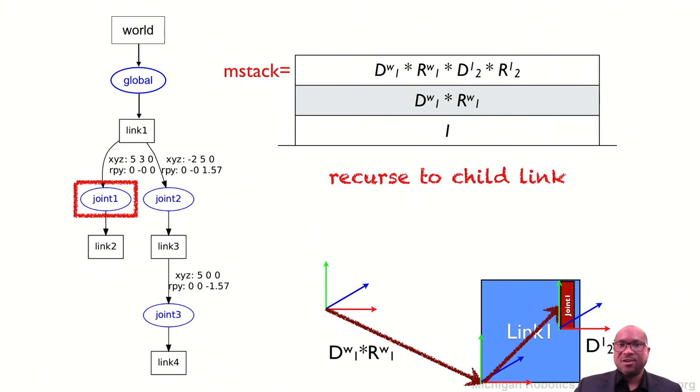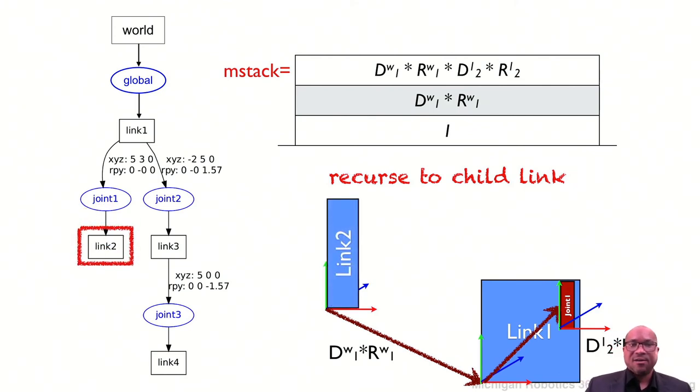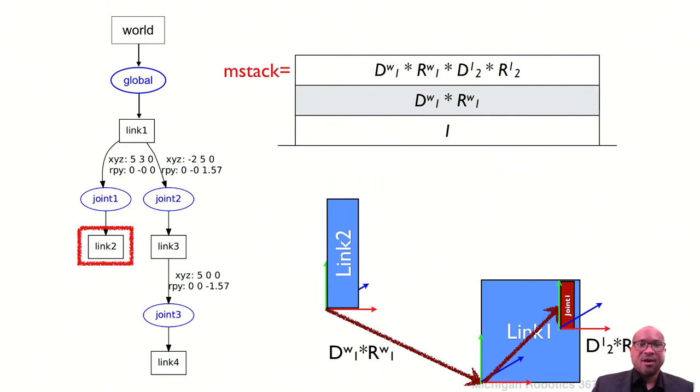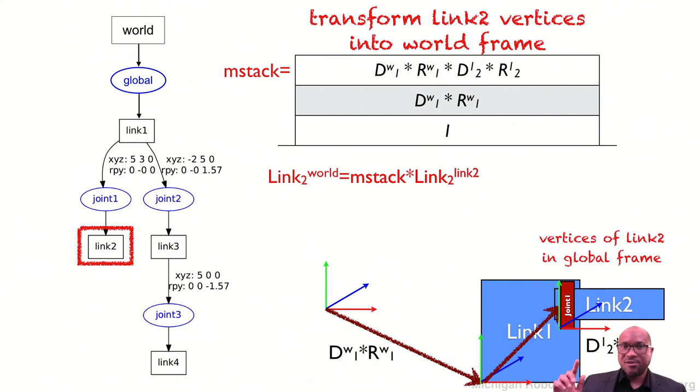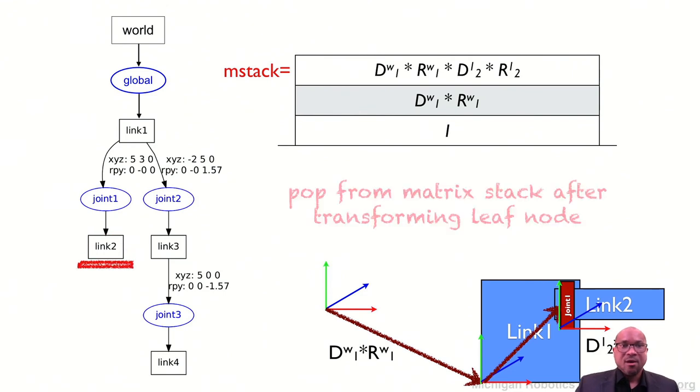Once we have that joint in place, we can recurse to the child link of this joint. Now what we're going to get is link two, and it's going to have a particular geometry. We should note that these are vertices of link two in the link two frame. Once we have these vertices in the link two frame, we can multiply them by the top of the matrix stack, which considers the transformation from the joint one frame to the link one frame, and then out to the world coordinates. That will put link two in its proper position in the global world frame. Once we do that, we're at a leaf node, and we're at the end of the matrix stack.